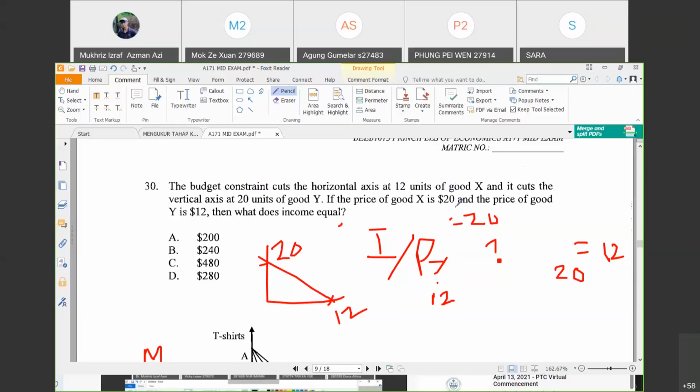If the price of good X is 20 and the price of good Y is 12, what does income equal to? How do you get 12 here? 12 is obtained by income divided by PX. PX is given as 20. So I over 20 is equal to 12. If you cross multiply, 12 times 20, how much? 240.